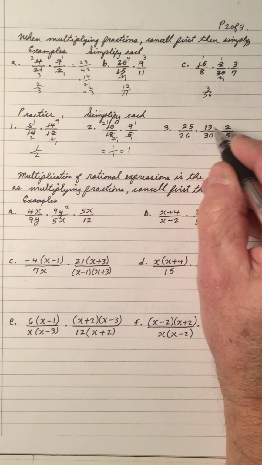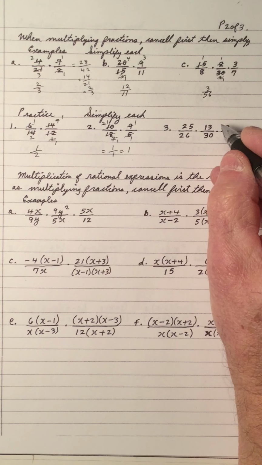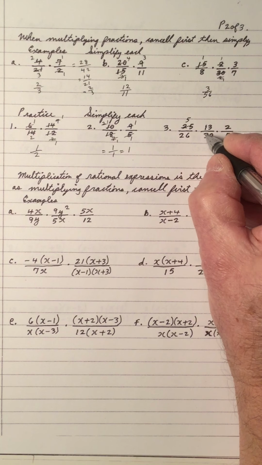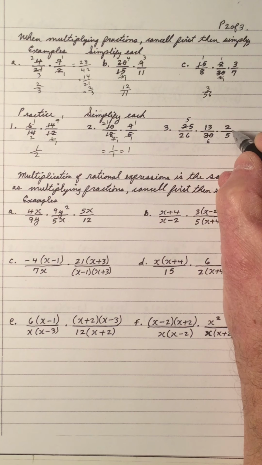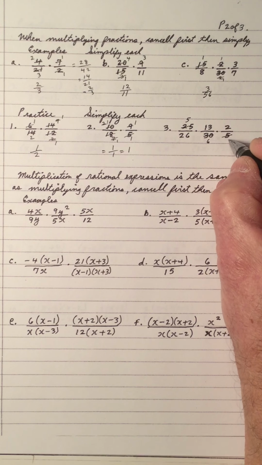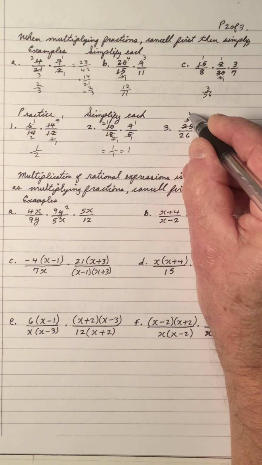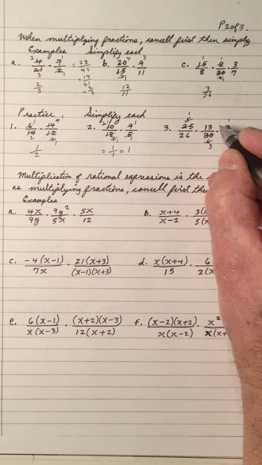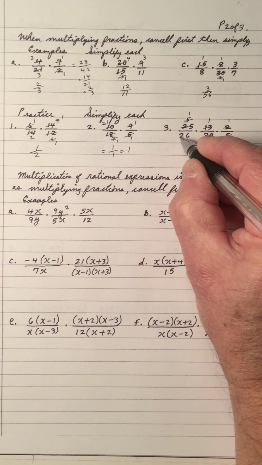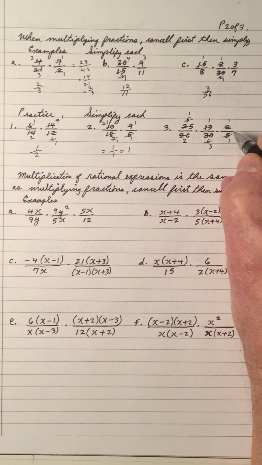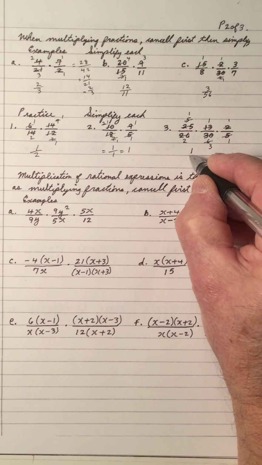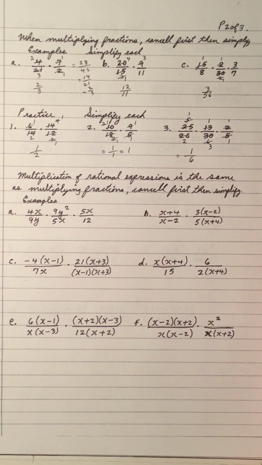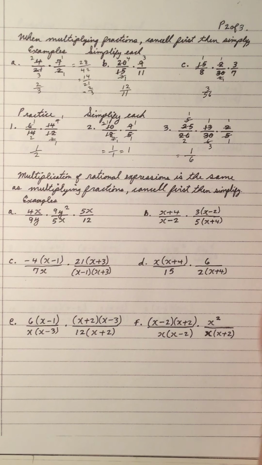Number 3, cancel anywhere from top to bottom, provided you're multiplying. So I can see 5 into 25 goes 5, 5 into 30 goes 6, and I can see 5 into 5 goes once, 5 into 5 goes once, 2 into 2 goes once, 2 into 6 goes 3, 13 into 13 goes once, 13 into 26 goes 2. 1 times 1 times 1 is 1, 2 times 3 times 1 is 6, fully simplified. Cancel only when you're multiplying.